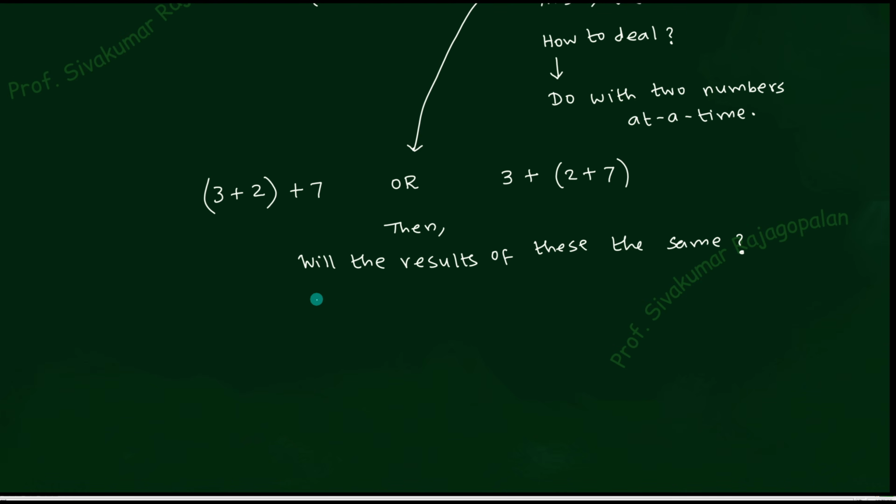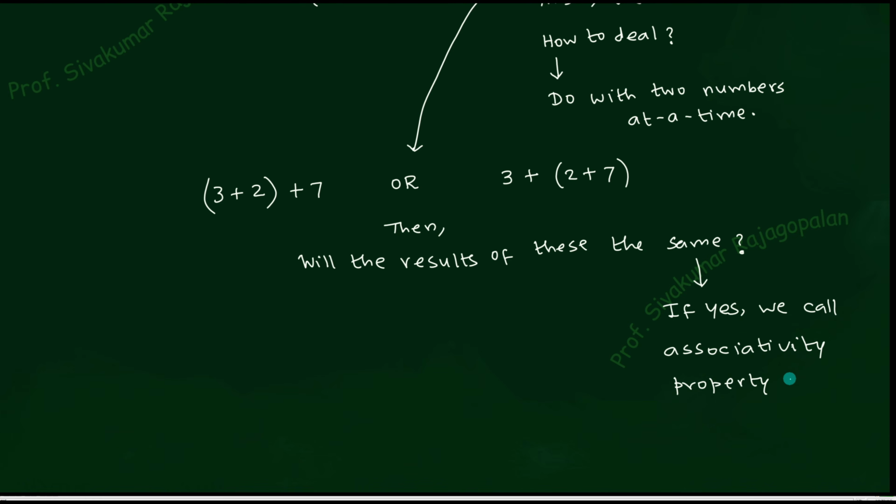This question, why it comes, you understand, right? Because we have two options to write down, two ways of grouping them. Therefore, the question also comes naturally. So let me write down the answer. If the answer is yes, then we say that this is known as the associativity property.